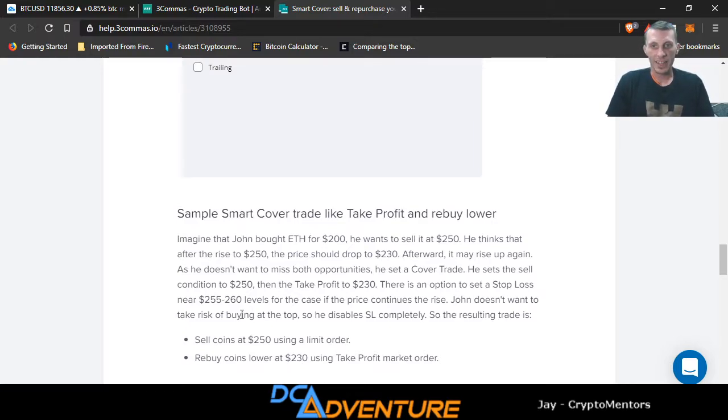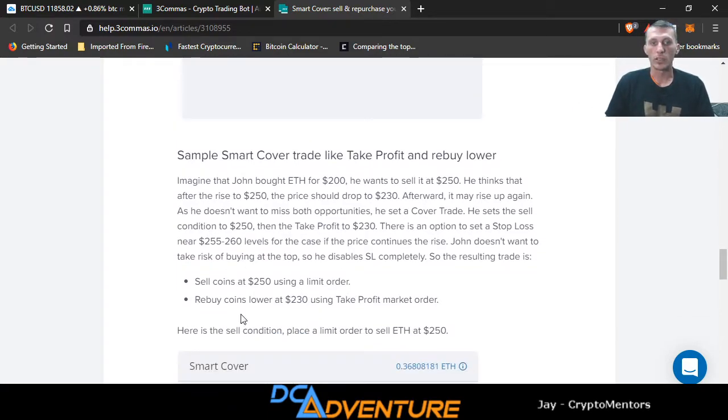There's an option to set a stop loss near the 255, 260 level for the case if the price continues to rise. John doesn't want to take the risk of buying at the top, so he disables stop loss completely. So the resulting trade is sell coins at 250 using a limit order, rebuy coins lower at 230 using a take profit market order. It's just, see how confusing that could be. Your take profit, you're not selling anything, you're buying something, because the coins you have you were already in the red.